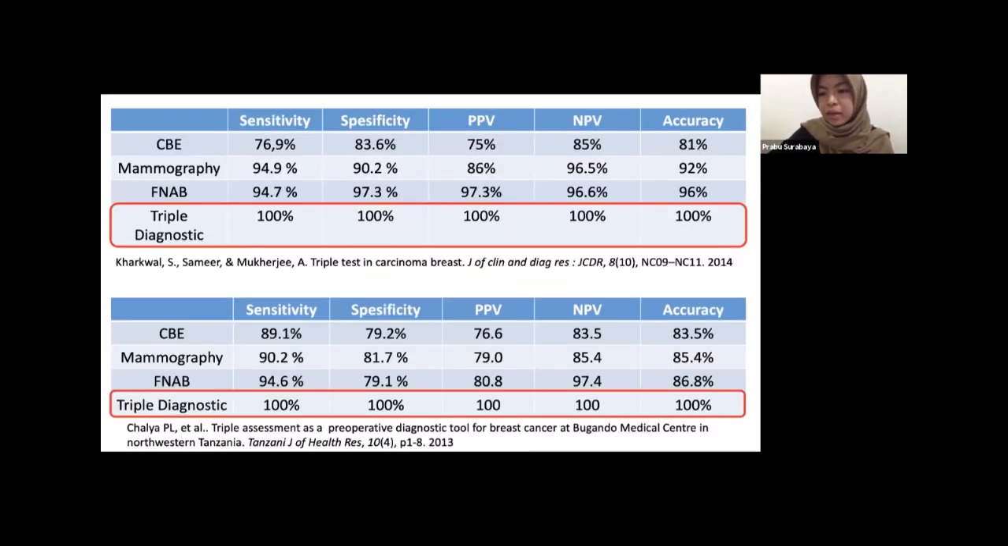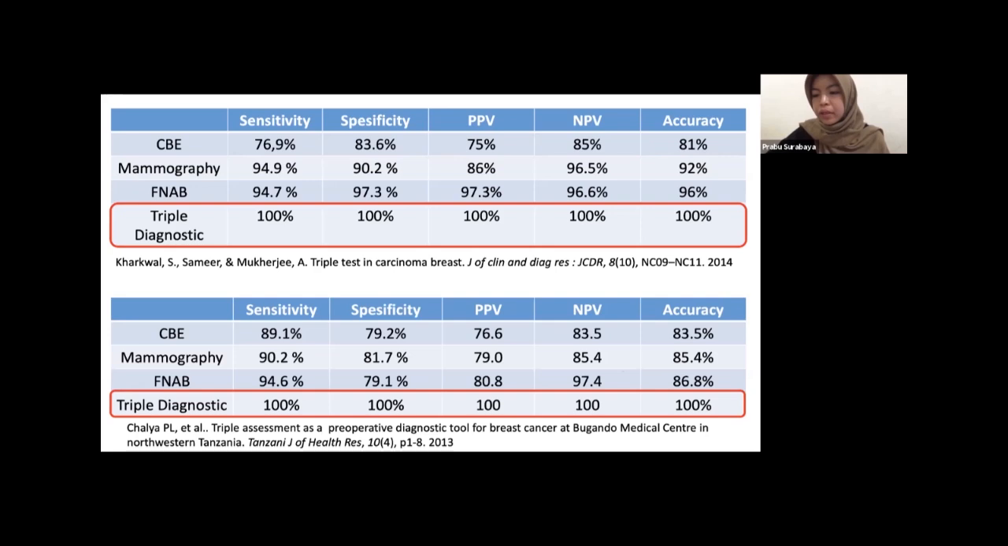And why is it so important to do a triple test? From the research, the accuracy of diagnosis of breast cancer on physical examination is only around 70% in several studies, even in the most experienced hands. To come to a definite diagnosis, clinical judgment needs to be supported by specialized investigation. The two techniques currently available that have excellent patient tolerability are mammography and FNAB.